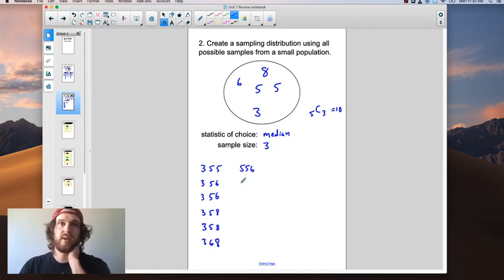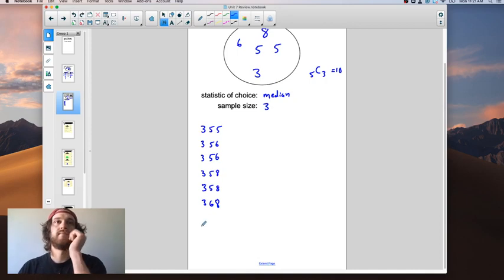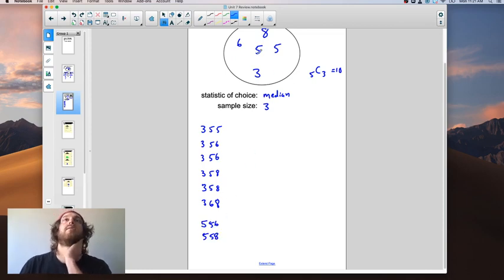That's a different group. We could have 5, 5. Oh, I'm actually going to keep going down the list if you don't mind. So you could have 5, 5, 6, 5, 5, 8. 6, 5, 5, 8. And then you could have 5, 6, 8, and another 5, 6, 8. So 5, 6, 8, 5, 6, 8. I think that's all of the ones that we can do.